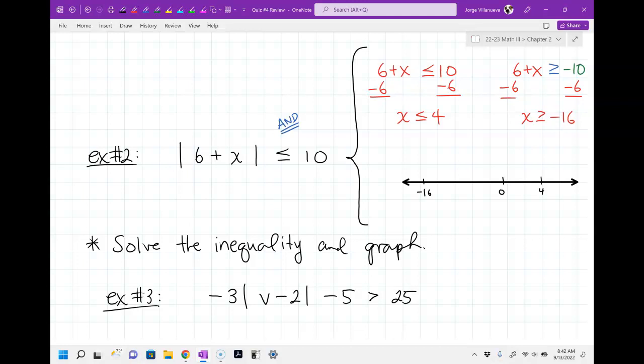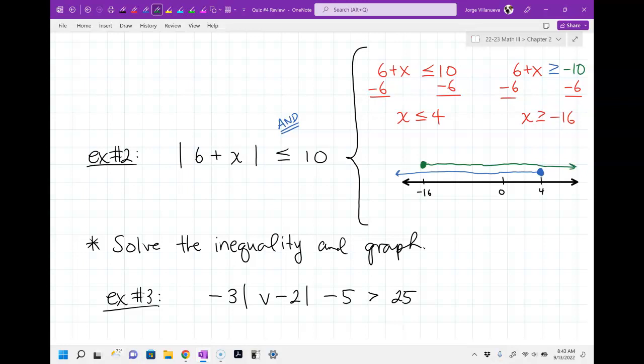Once you have that, let's start drawing. So x less than or equal to 4: you're going to do a solid dot at 4 going to the left. X greater than or equal to negative 16: solid dot at negative 16 going to the right.